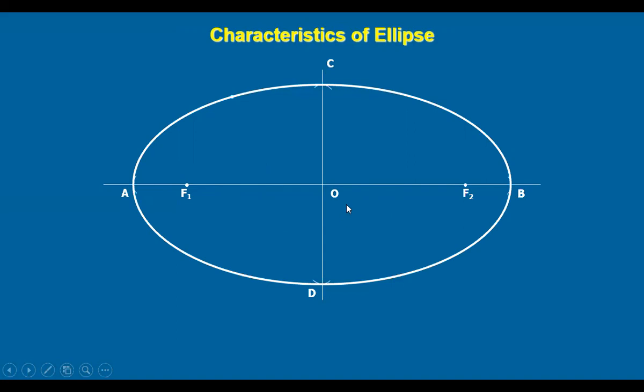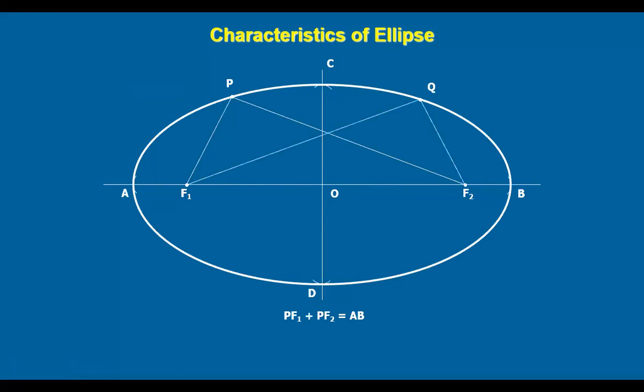Suppose I take some point P on the curve and join this point P with the foci F1 and F2. PF1 plus PF2 is equal to the major axis AB. Take any other point, say Q, and join with F1 and F2. QF1 plus QF2 is again AB. Any point on the curve satisfies this condition, and only then do we call it an ellipse.